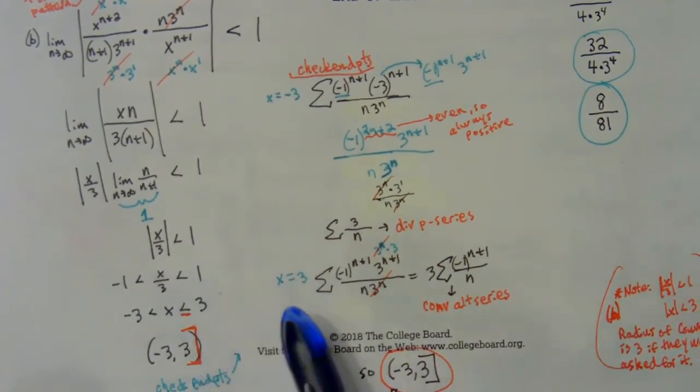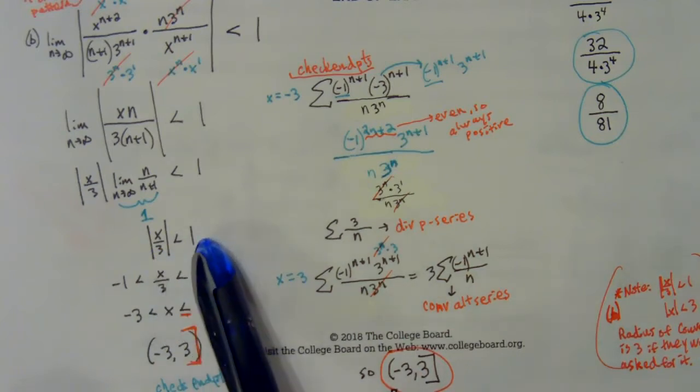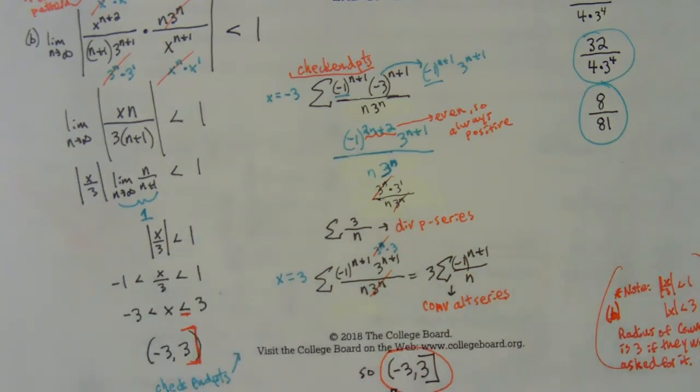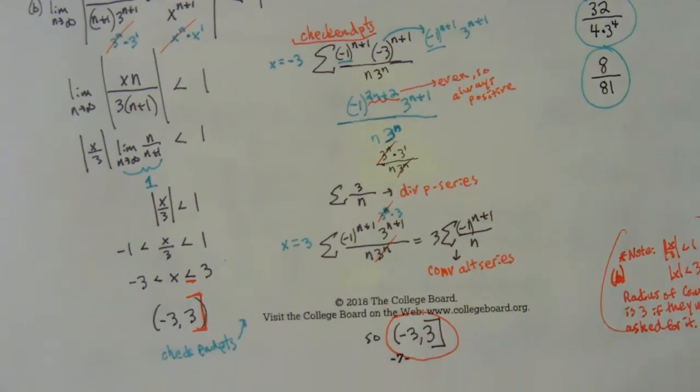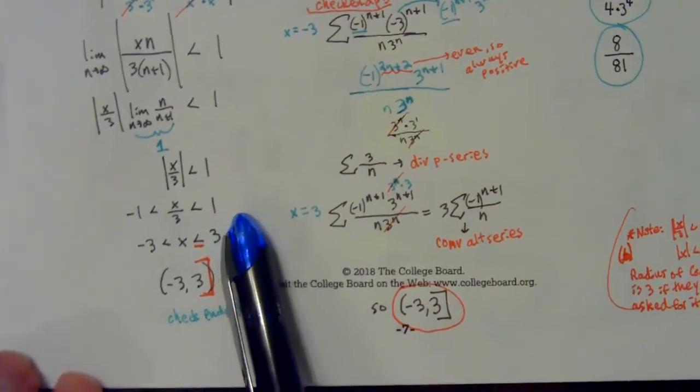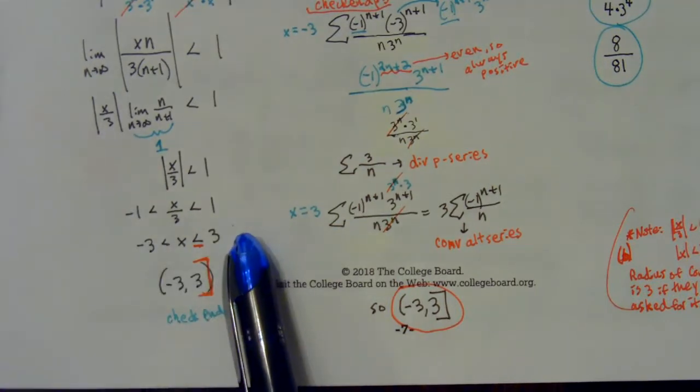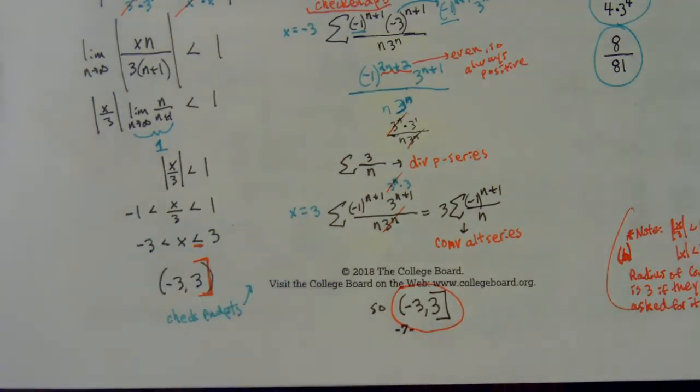If they ask for a radius of convergence, I can multiply both sides by 3 and I'll get the absolute value of x is less than 3. That would have been my radius of convergence. But since they said interval of convergence, then you've got to do your less than sandwich, and you'll get that x is in between -3 and +3 without the bars. But then anytime you get an interval like that, you need to check the endpoints.